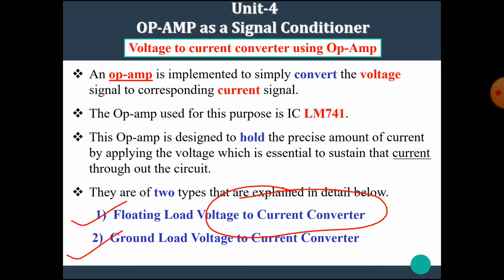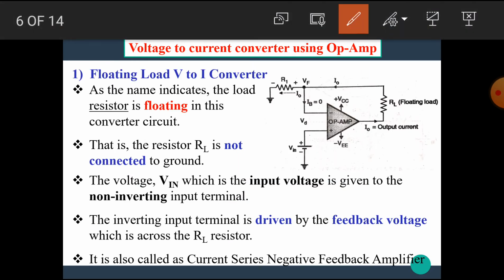Let's see. First one is the floating load voltage to current converter. As the name indicates, the load resistor is floating in this converter circuit. That is, the resistor RL is not connected to ground. What is meant by floating load? When the load is not connected to the ground, then it is called the floating load. Here, in this diagram, we can see RL is the load resistor and it is not connected anywhere to the ground. It is connected in the feedback path.